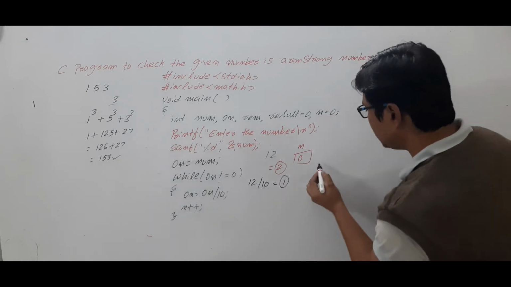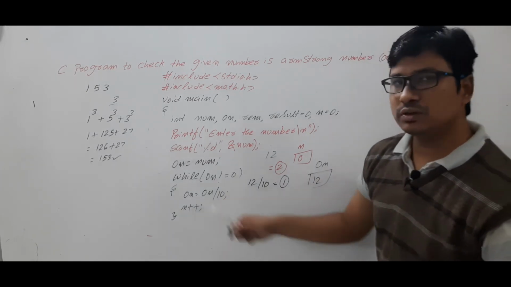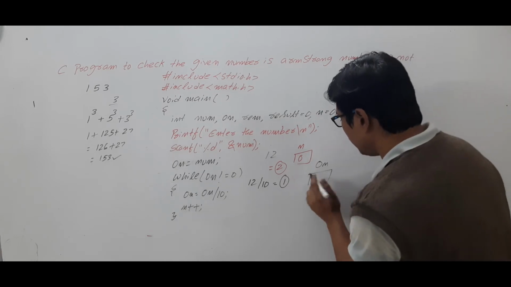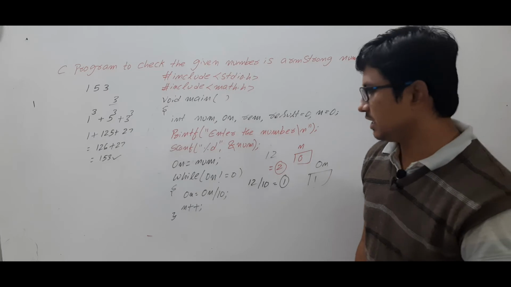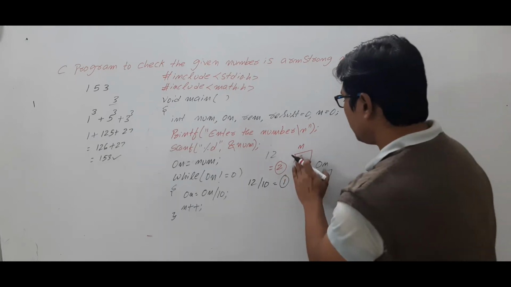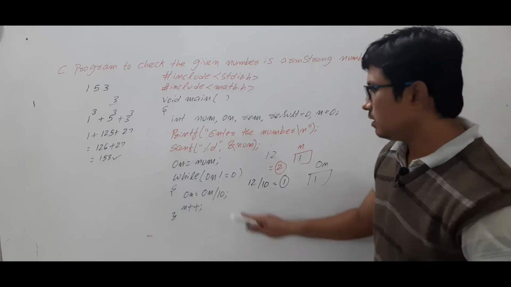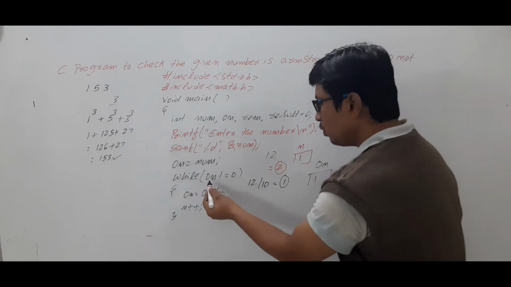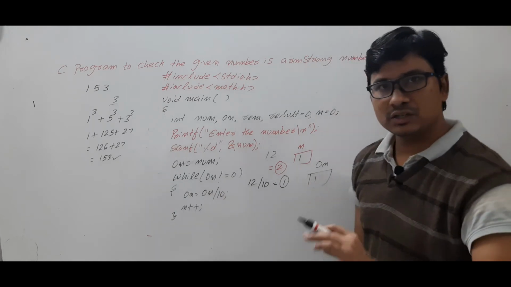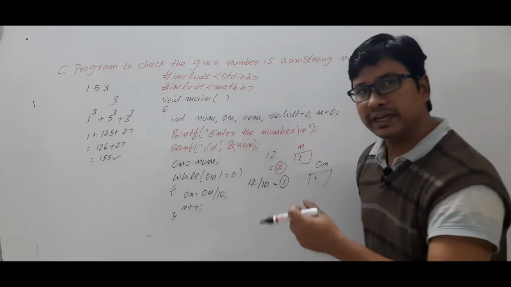So initially on consists of 12. After executing the statement, you will get 1 here. And n plus plus, so n value is incremented to 1. Currently n consists of 1. Now again this test condition will be checked. On, what is the value? 1. 1 is not equal to 0. So again this condition is true, so these two statements will be executed again.